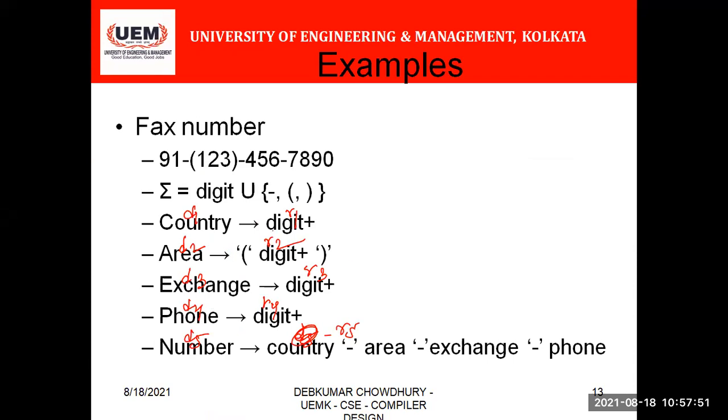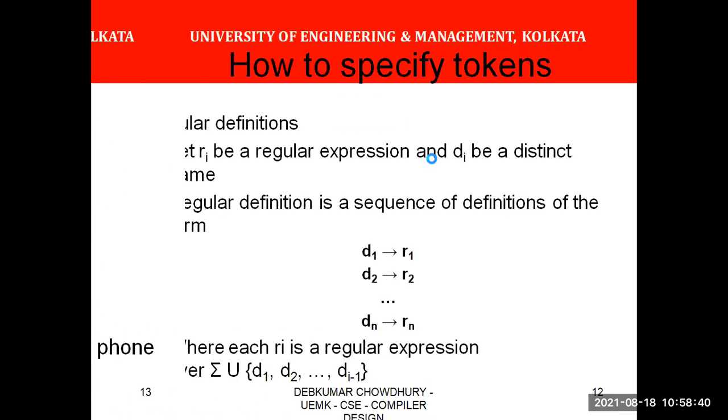So look at that, the country will produce the digit, that is R1, then R1 plus. Then we have an area that is produced by the digit plus within first bracket. So this is my area, this is my country, and this is the exchange number that is represented by the digit plus, and this is the phone number that is represented by digit plus. So what we ultimately receive is the number: country, which is 91 here, separated by hyphen, then area, then the exchange, then the phone. Okay, this is how we are representing it.